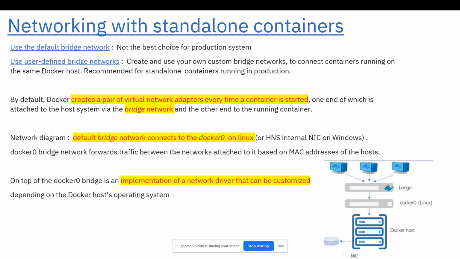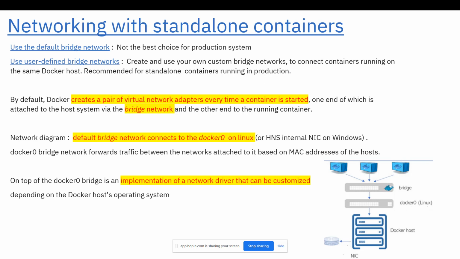Networking with standalone containers. You can use the default bridge network. It's not the best choice for a production system. You can create your user-defined bridge network, which creates your own custom bridge network to connect containers running on the same Docker host, recommended for standalone containers running in production.